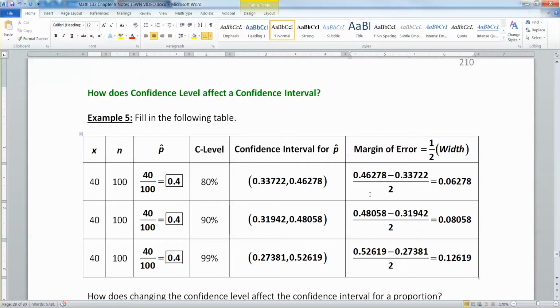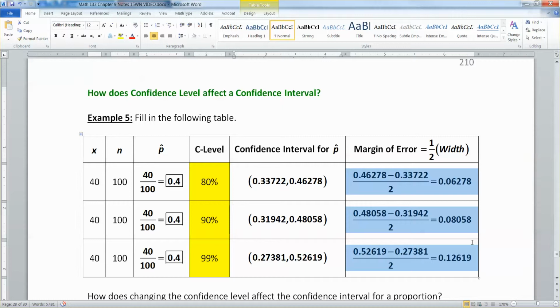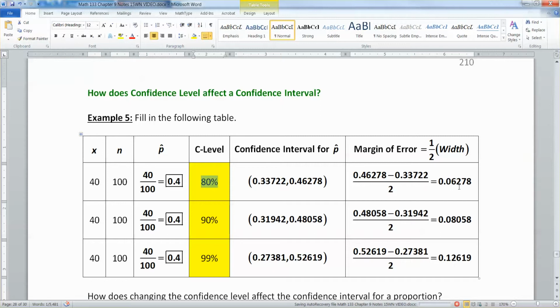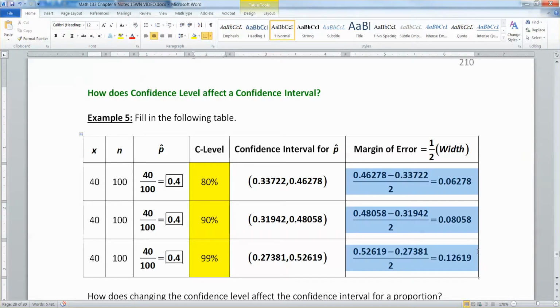Okay, fine. So when you look at them, you can see what's happening here. As your confidence level increases, because that's what we're messing around with here, look at what happens to your margin of error. It's getting larger. So we started off with the first one, we had an 80% confidence. Our margin of error was only 0.06. But by the time we're done at 99%, it's at 0.126. So it's more than double what it once was.